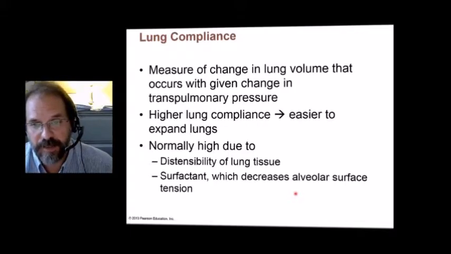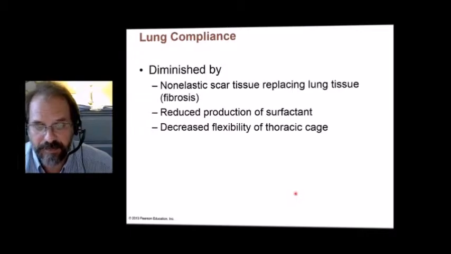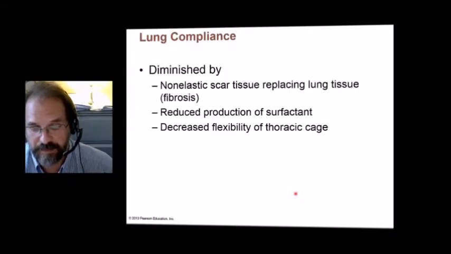As we age, the lungs become a little more fibrotic, and that'll reduce that elastic nature of the lungs and make them less compliant, so it makes it harder to breathe, harder to expand them. Surfactant plays a major role here. Without the surfactant, then the lungs have a tendency to collapse, and so they become less elastic.